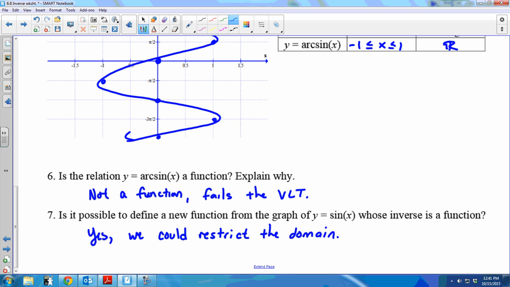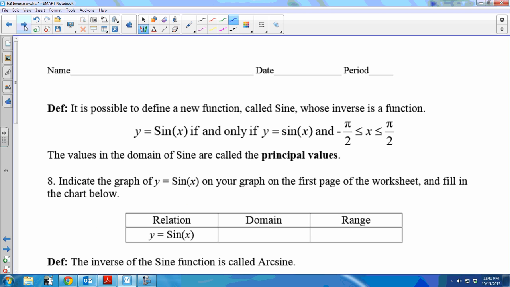We could restrict the domain, right? Right now the domain of sine is all real numbers, and that obviously didn't work. So if we pick a subsection of that, maybe it would. So we're going to be flipping back and forth here for a second between the back of that page and the front of this page. So on the back of that page, it defines that new function for you.